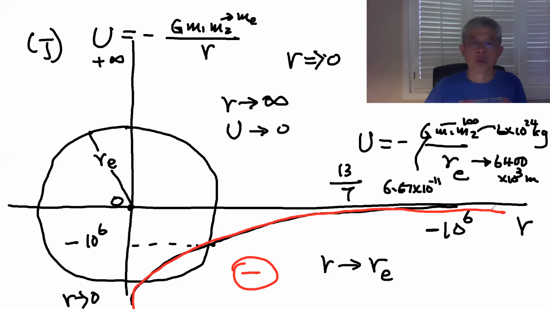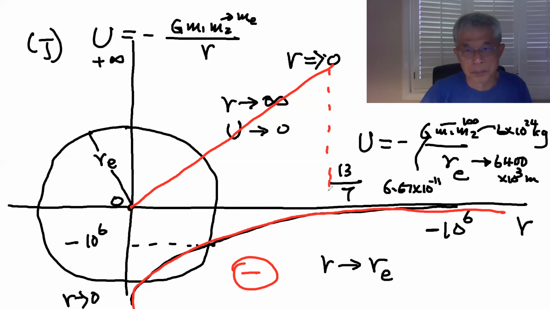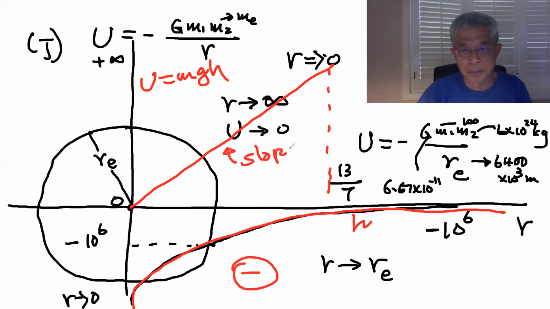And when you do the mgh, it basically says the following. This kind of thing. If you're doing U equal to mgh, and this is your h, this goes like that, and the slope is equal to mg. So you can see clearly the two are not quite the same.